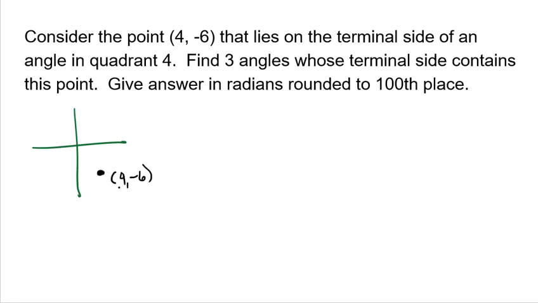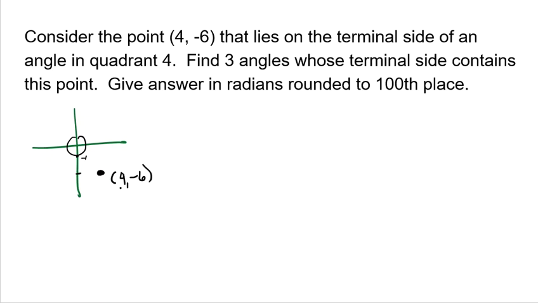Now, this is clearly not on the unit circle because my y value is beyond -1. It's lower, right? The unit circle has a low point of -1. I'm down here at -6. And the x coordinate's bigger than 1. So again, I'm not on the unit circle, and that's okay.